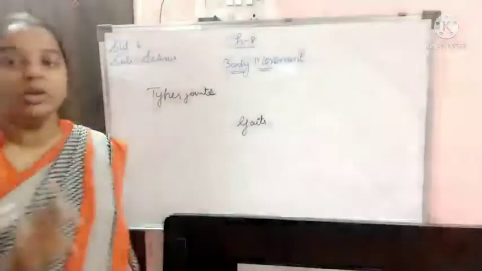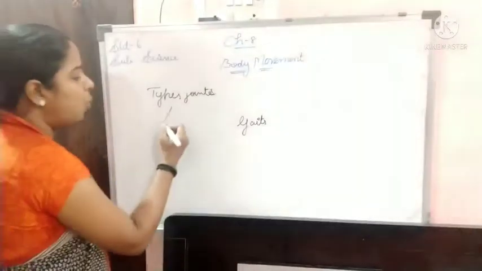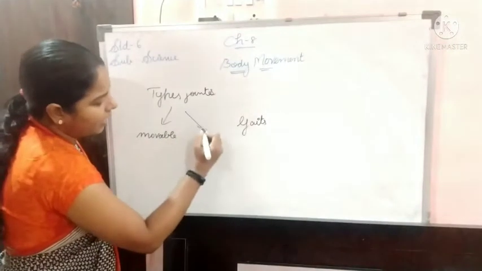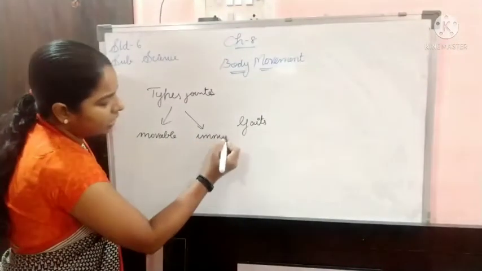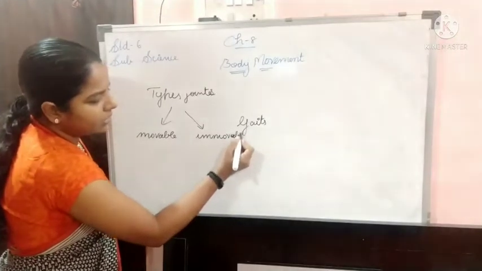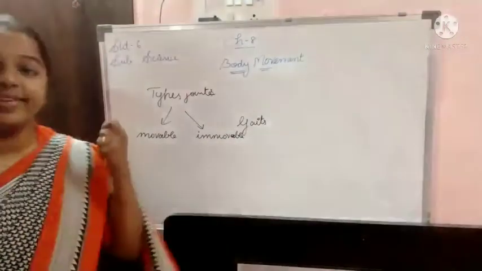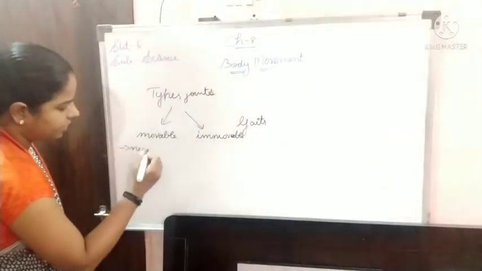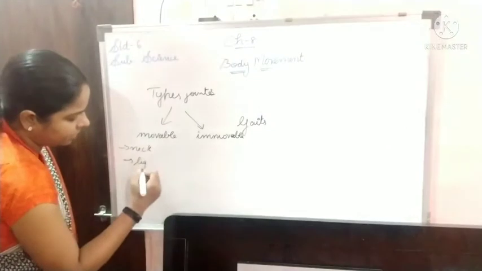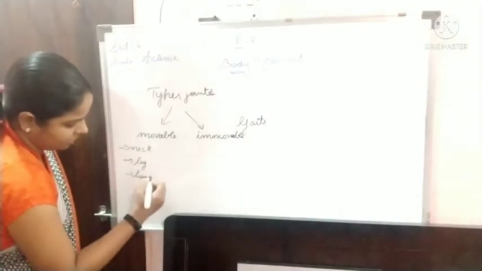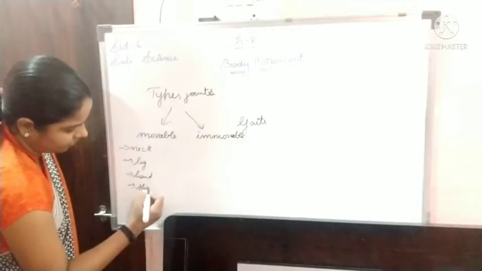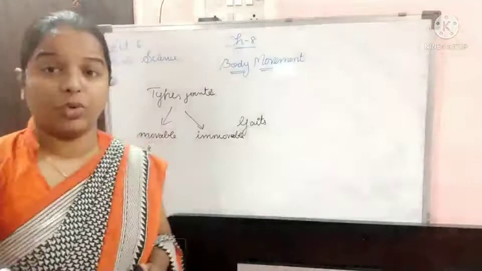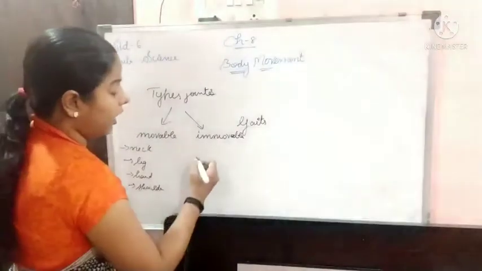Two main types of joints are there. One is the movable joint, and the other one is the immovable joint. In a movable joint, the joints can be moved. For example, neck, leg, hand, shoulder. These are movable joints. But immovable joints cannot be moved. Example, skull.